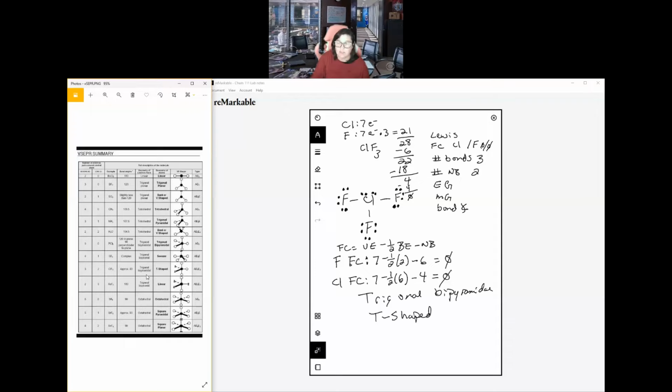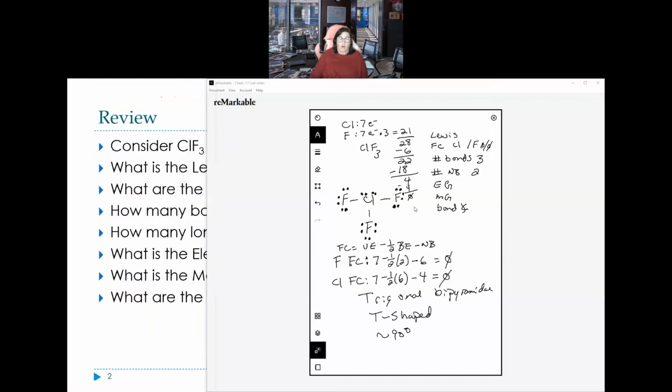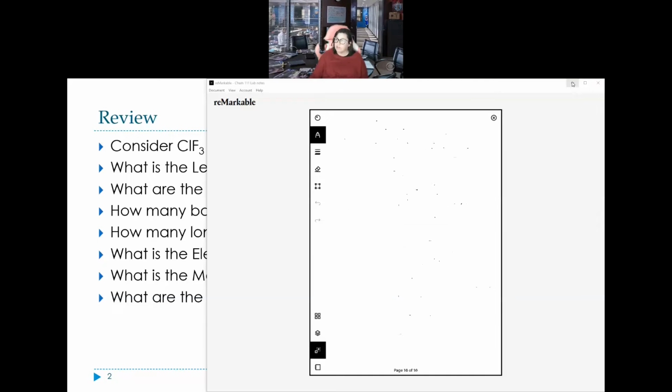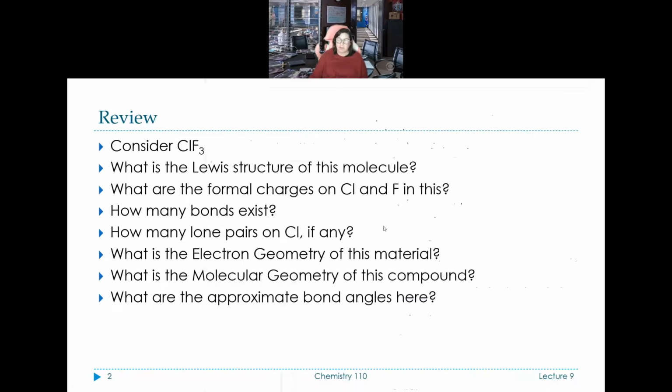Okay, so that's T-shaped. The last thing it asked me about was the bond angles. And it says from this table that the bond angles are approximately 90 degrees. Oh my Lord, I did it. So that's everything that you needed for that particular question. Hopefully that's clear. If it's not, please let me know and I'll be happy to answer any questions that you have. I'm just going to do this so that I have clean paper when I pull it back up.